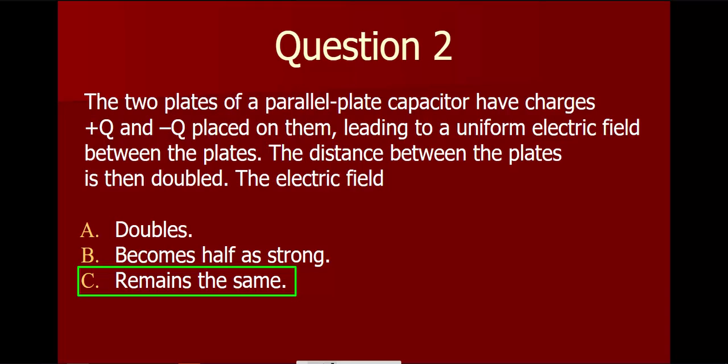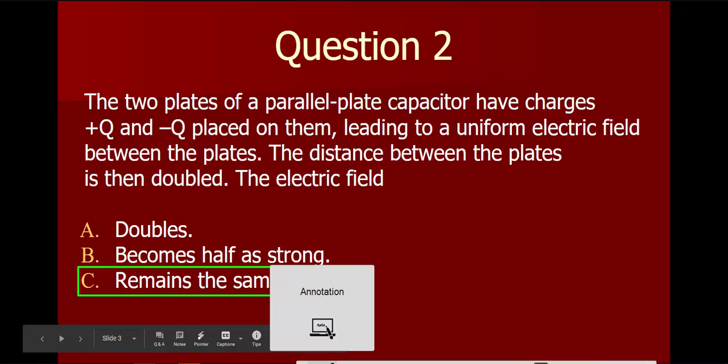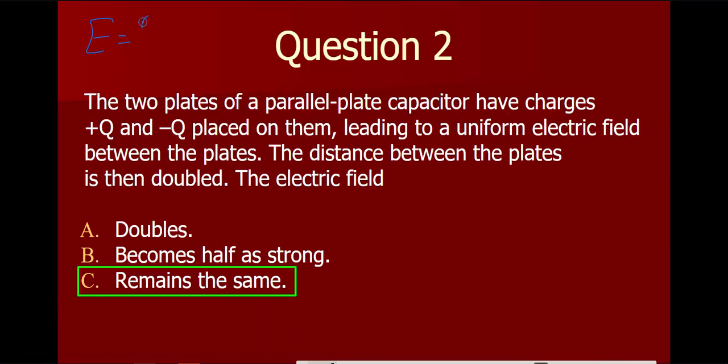Yeah, it's the same one. So, let's write it again real quick. Again, it's E equals Q over epsilon naught A. And epsilon naught is that 8.85 times 10 to the negative 12, so that doesn't change. And again, we're assuming that D is still pretty small compared to the area, so even if you double a really small number, it's still going to be pretty small.